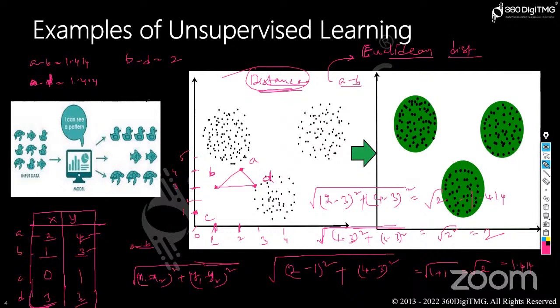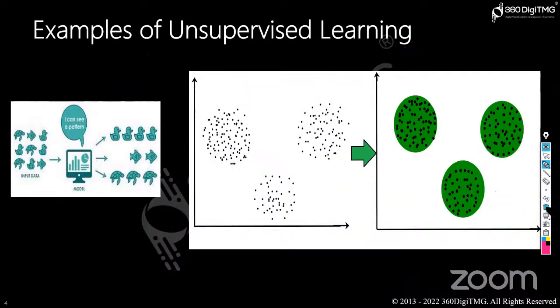Now we keep doing these pairwise calculations. We will be able to understand that A and B and A and D, these two are the closest pairs. So I will have to group these values together. So maybe I will say A, B, D are one cluster. C is separately arranged, and C becomes a separate cluster.